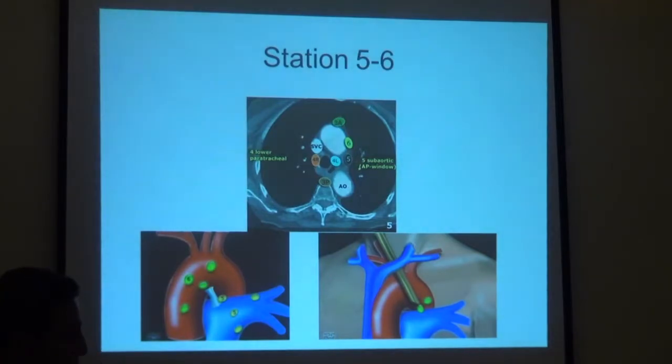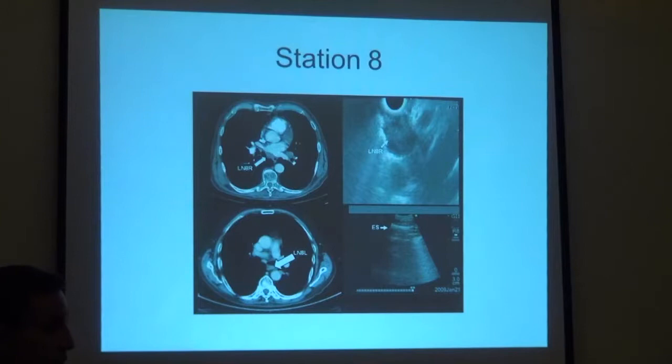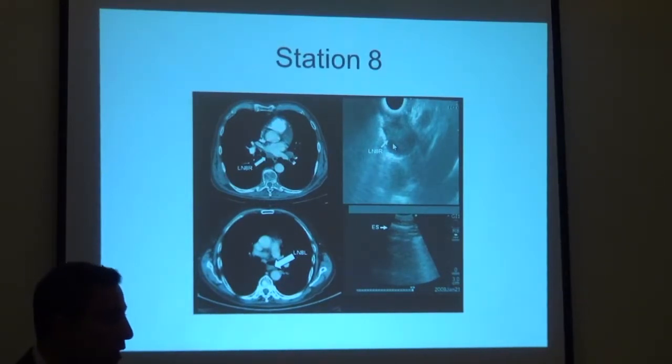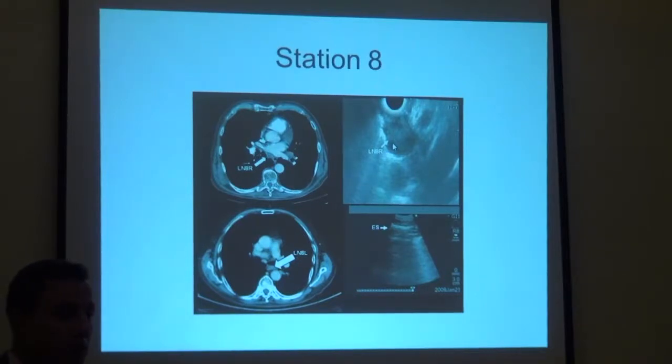Again, Chamberlain procedure is needed to sample these lymph nodes. Station 8, you can't get to it with the bronchoscope, but you can get to it with EUS, and these are the views. You can insert your EBUS scope inside the esophagus. Some places they don't like it, some people are territorial, but if your GI colleague doesn't mind, then it's very easy.